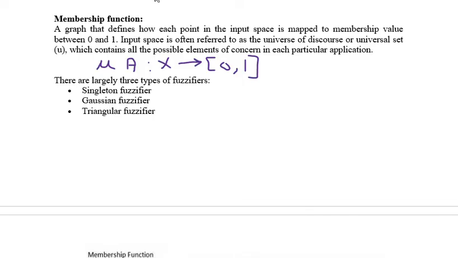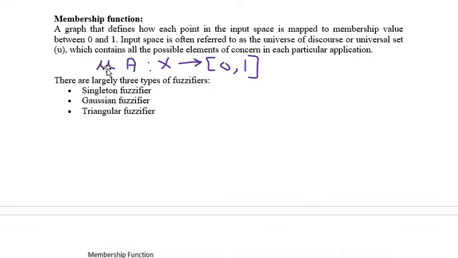Now let's understand what is the membership function. It is a graph that defines how each point in the input space is mapped to a membership value between 0 and 1. Actually the fuzzy set is not only 0 and 1; it includes the intermediate values between 0 and 1. The input space is often referred to as the universe of discourse, or simply the universal set.